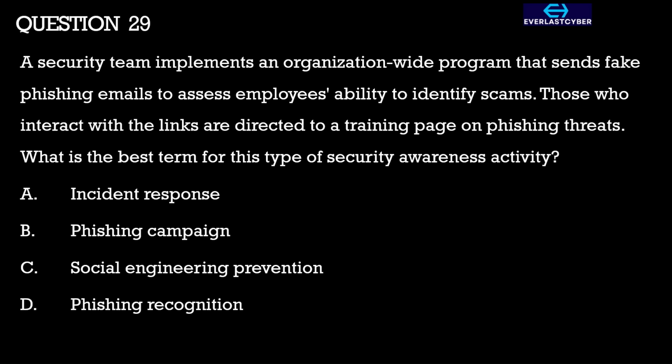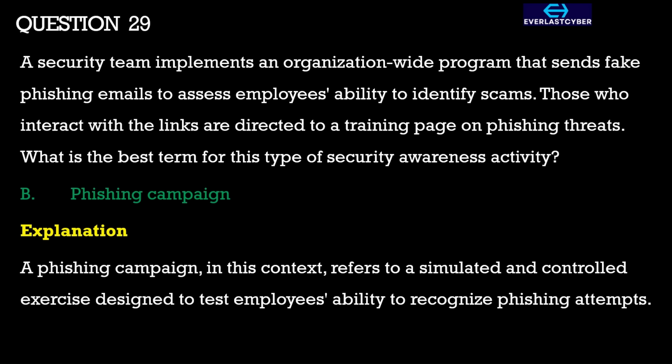Question 29. A security team implements an organization-wide program that sends fake phishing emails to assess employees' ability to identify scams. Those who interact with the links are directed to a training page on phishing threats. What is the best term for this type of security awareness activity? A. Incident response. B. Phishing campaign. C. Social engineering prevention. D. Phishing recognition. Our answer here is option B.